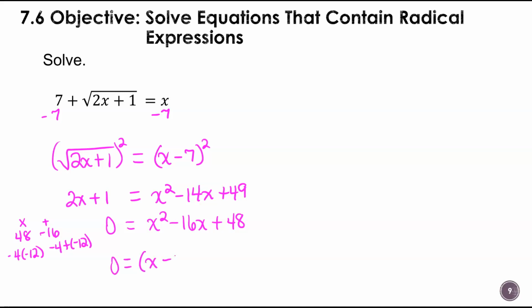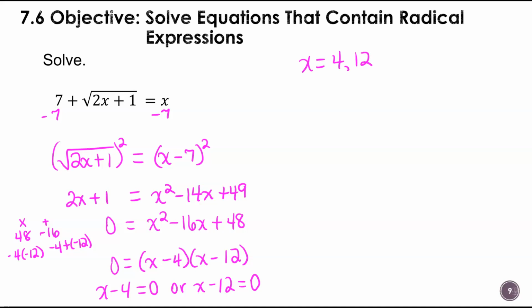So x minus 4 times x minus 12. And then we set both factors equal to 0. And our possible solutions then are 4 and 12. So now we check back to the original equation. So 7 plus the square root of 2 times 4 plus 1 equals 4. So we're checking the 4.